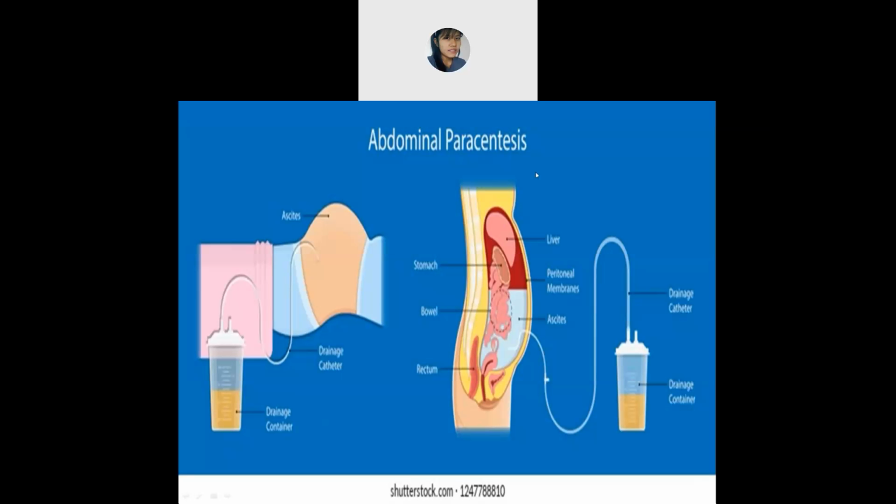Yes. Okay, ascites means what? Haboklang, can you tell me?